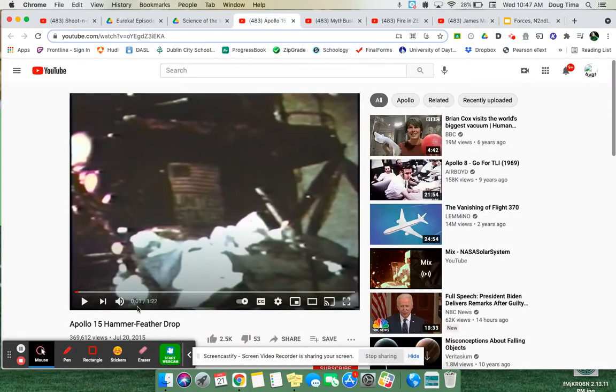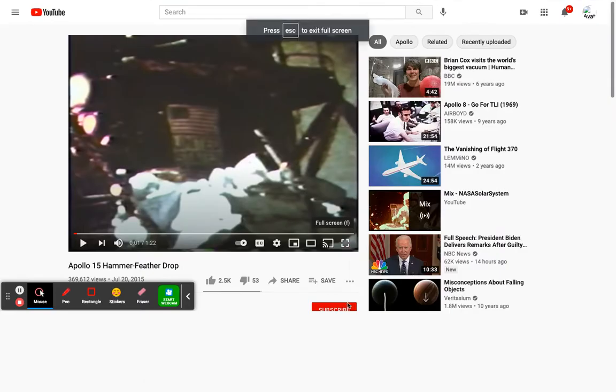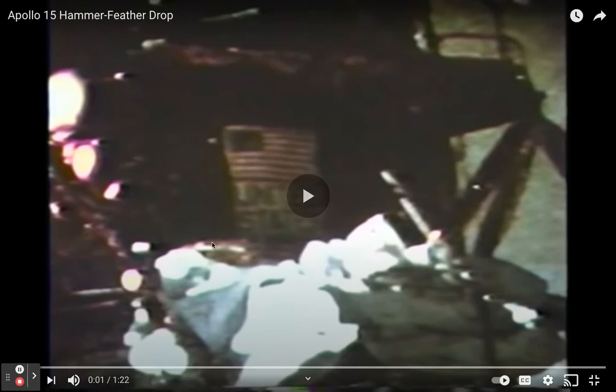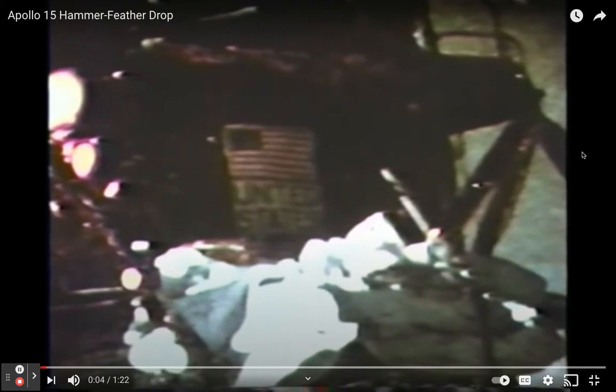This is an actual video from an Apollo mission, and they drop a hammer and a feather at the same time on the moon. Here we go.